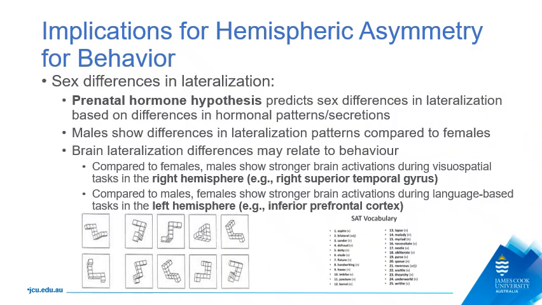There are also sex differences in lateralization. The prenatal hormone hypothesis predicts the presence of sex differences in lateralization based on differences in hormonal patterns. Males show differences in lateralization patterns compared to females. Such brain lateralization differences may relate to behavior. Compared to females, males show stronger brain activations during visual spatial tasks in the right hemisphere. By contrast, compared to males, females show stronger brain activations during language-based tasks in the left hemisphere.